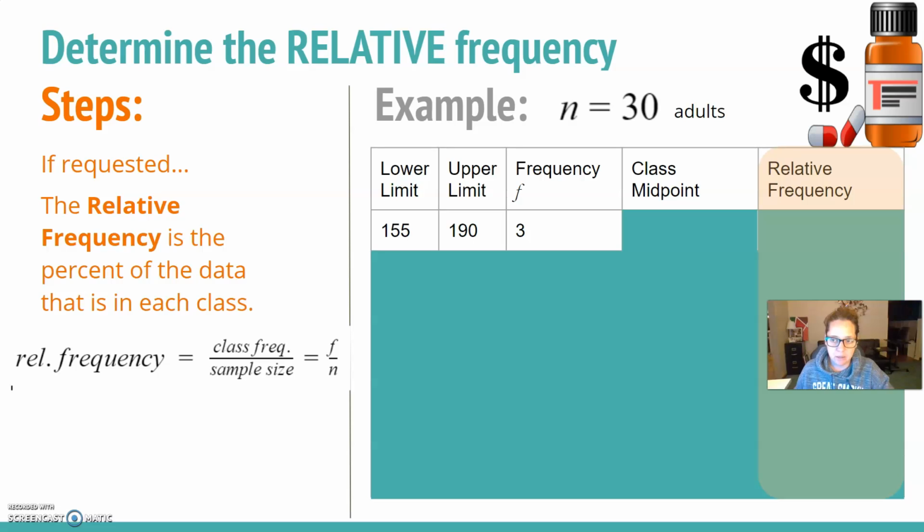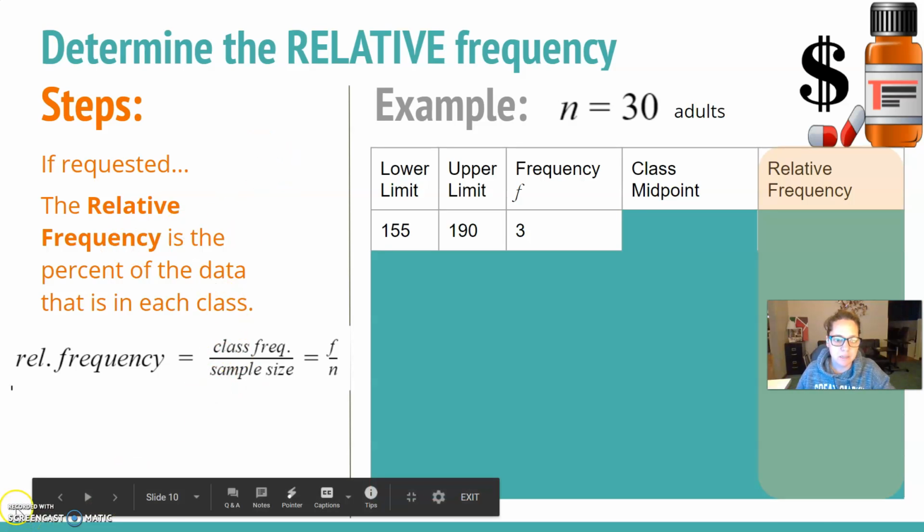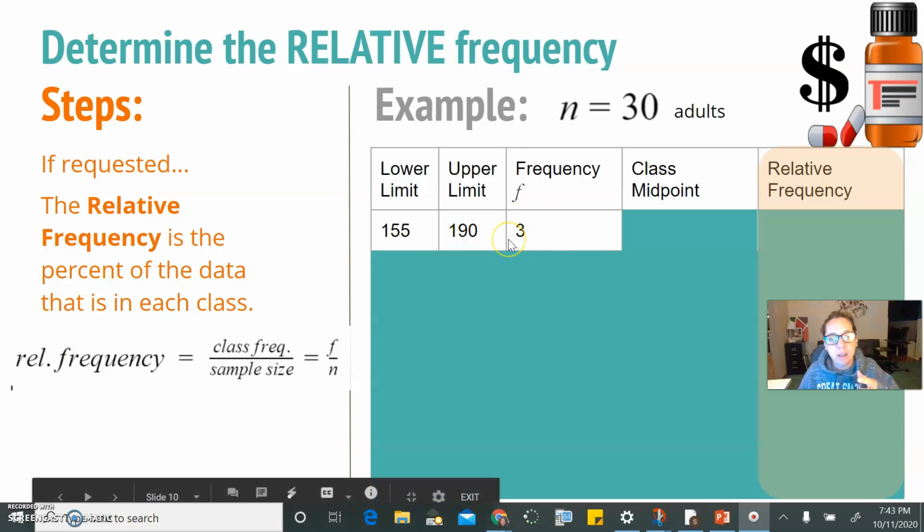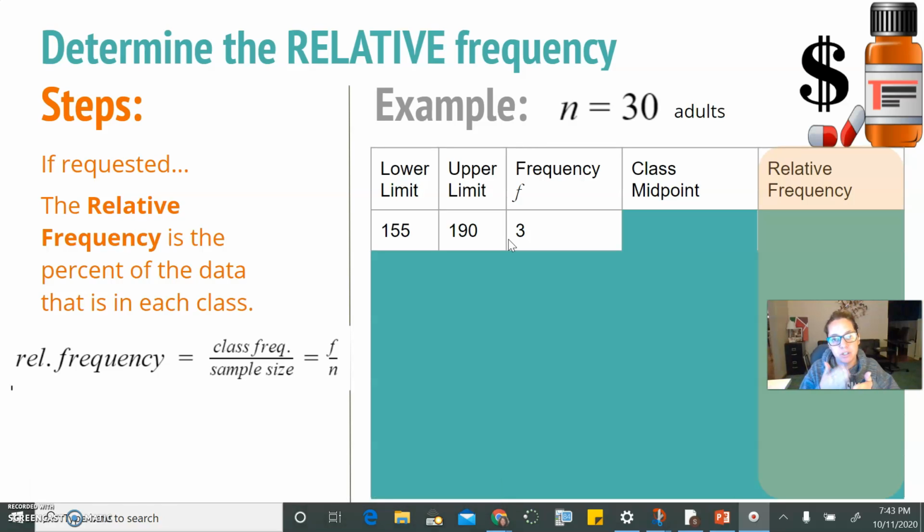Now you're going to use that midpoint sometimes, and sometimes you're going to use what's called a relative frequency. Relative frequency. When you talk about relatives, you're talking about people that are connected to you. So relative frequency means look at the frequency and compare it to the total number of the sample size, how much and how many answers you got. So to find the relative frequency, you're going to figure out the class frequency and divide it by the sample size. Well, our sample size was 30 adults that we asked about their spending on medicine.